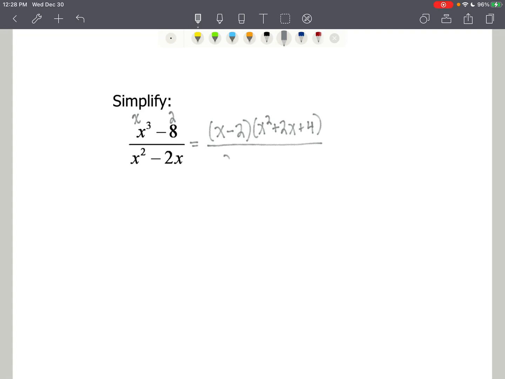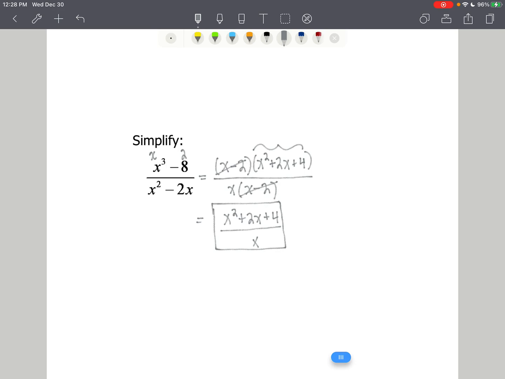In the denominator, we have a greatest common factor of x times x minus 2. Our x minus 2 over x minus 2 is a factor of 1. So our answer is x squared plus 2x plus 4 over x. Now normally I would try to factor the numerator, but remember when you factor your difference in sum of cubes, the trinomial is not factorable as long as you don't have a greatest common factor.